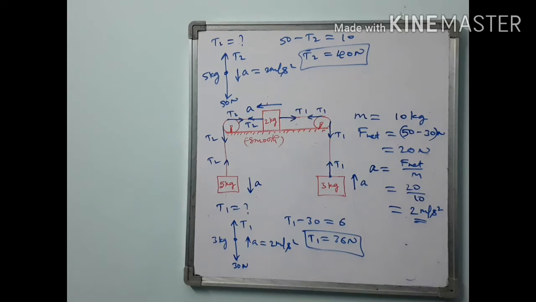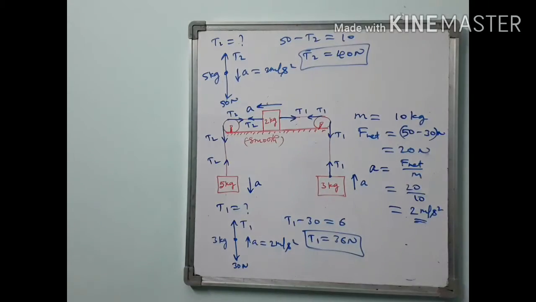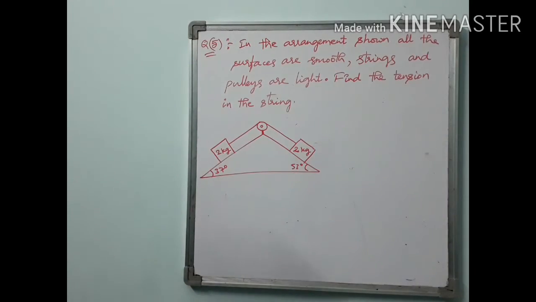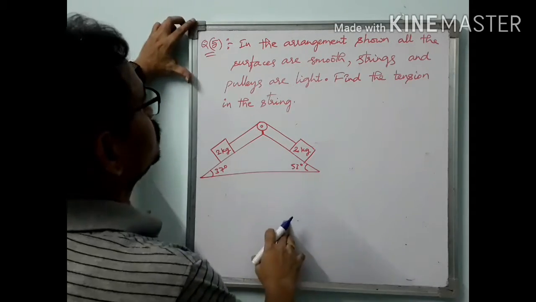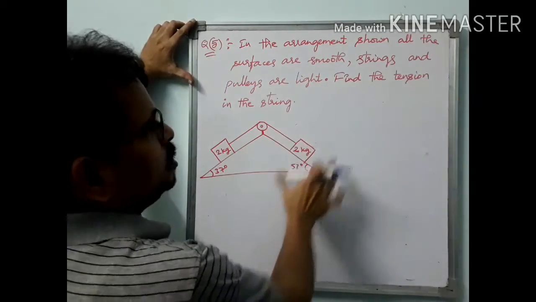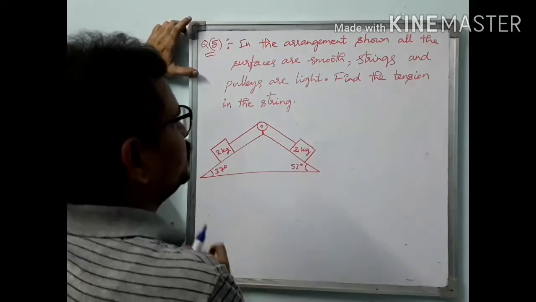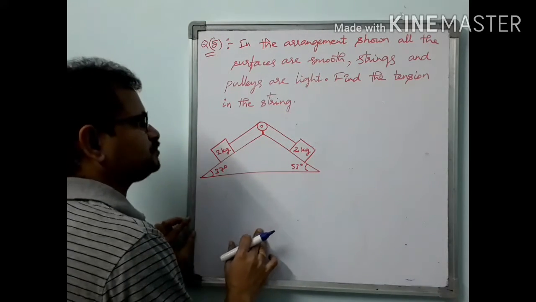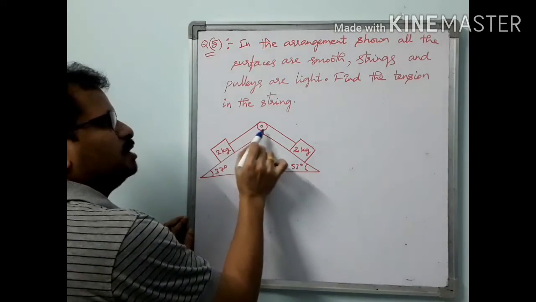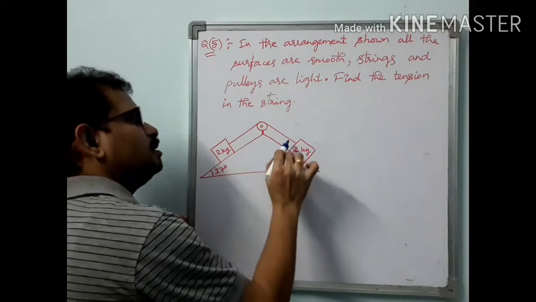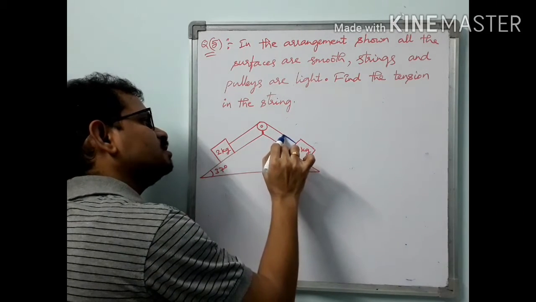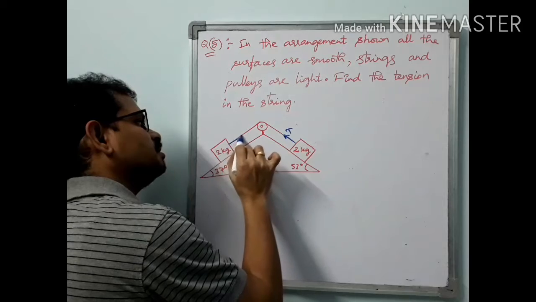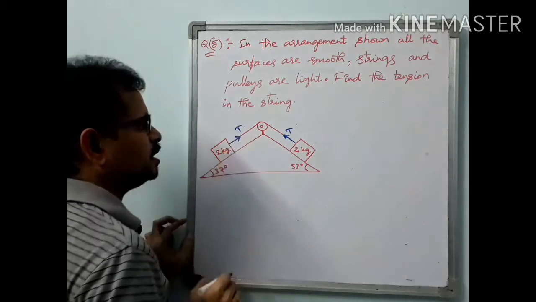So we found tension and gravitational force. Look here. In the arrangement shown, all the surfaces are smooth, strings and pulleys are light. Find the tension in the string. A single pulley system and single rope system. Here tension will be acting like this, T. Here it will be T like this, okay.